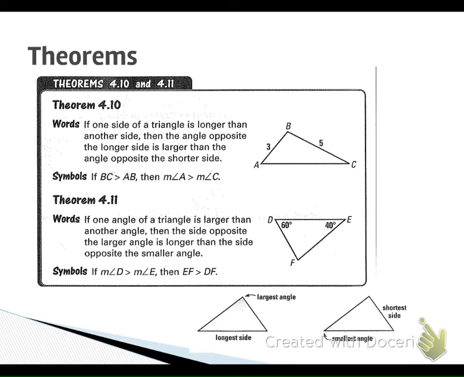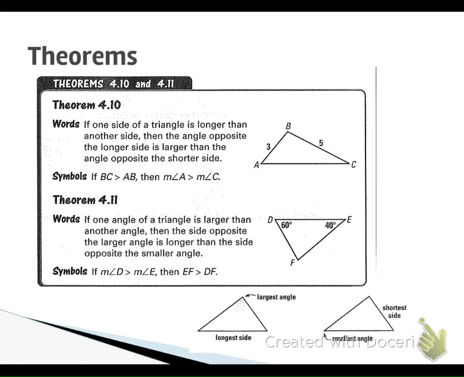So the first one is, if one side of a triangle is longer than another side, then the angle opposite of the longer side is larger than the angle opposite of the shorter side. So here you see this with the side BC is our longer side and side BA is our shorter side. Therefore, angle A has to be greater than angle C.